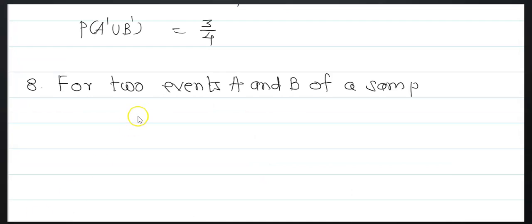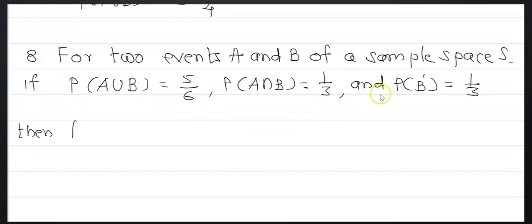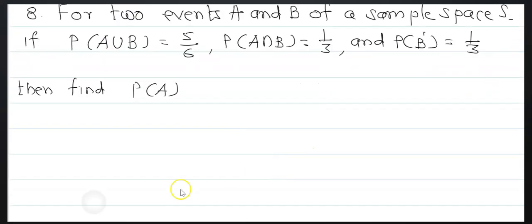Problem number 8. For the two events A and B of a sample space capital S, if P of A union B is equal to 5 by 6, probability of A intersection B is equal to 1 upon 3, and probability of B complement is equal to 1 upon 3, then find P of A.